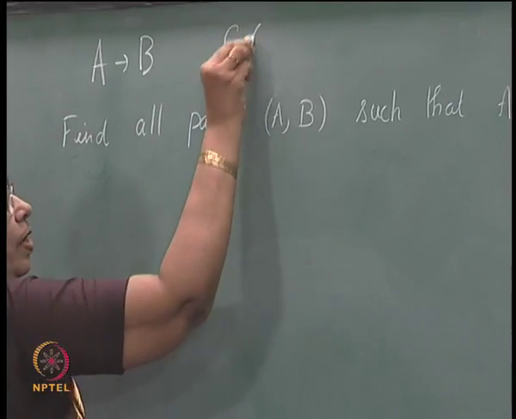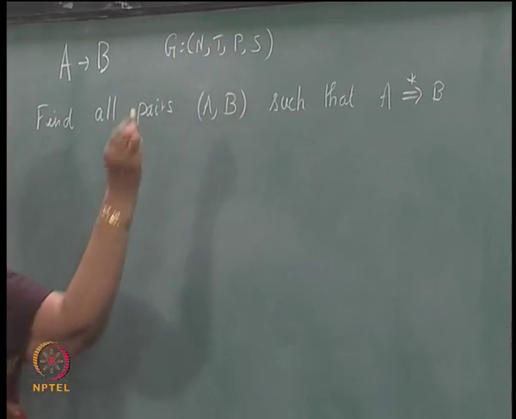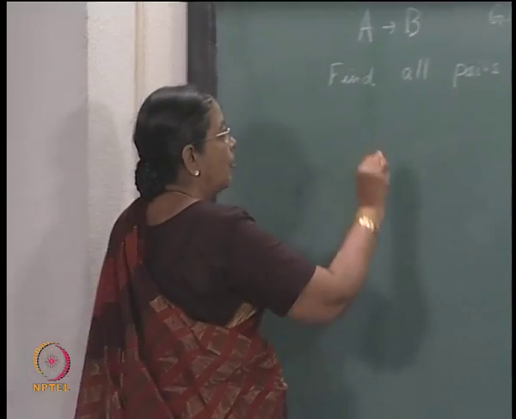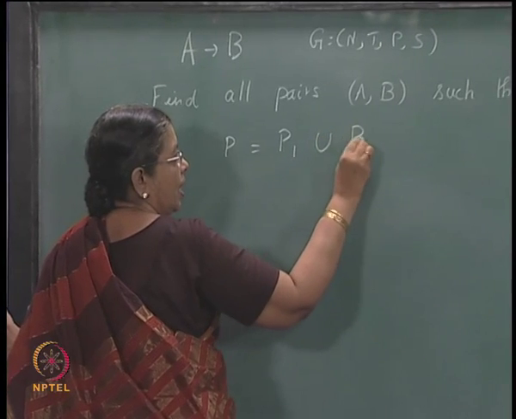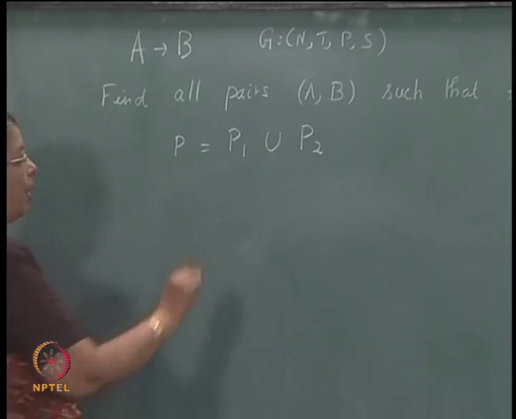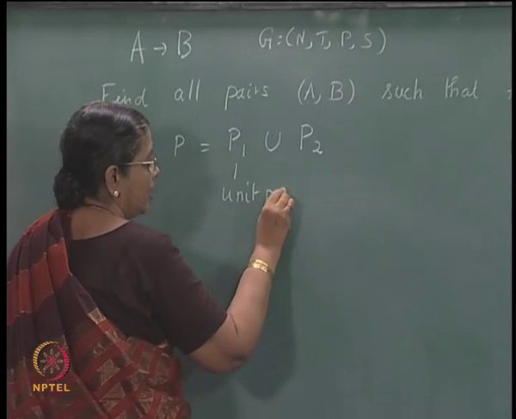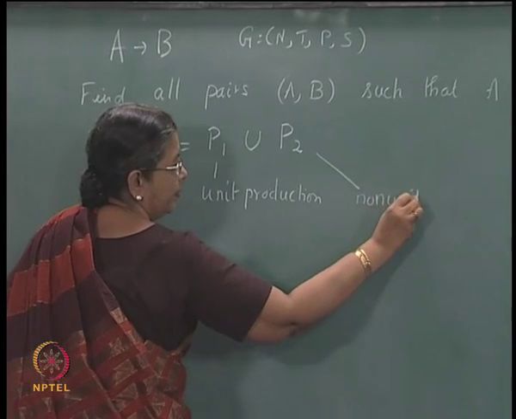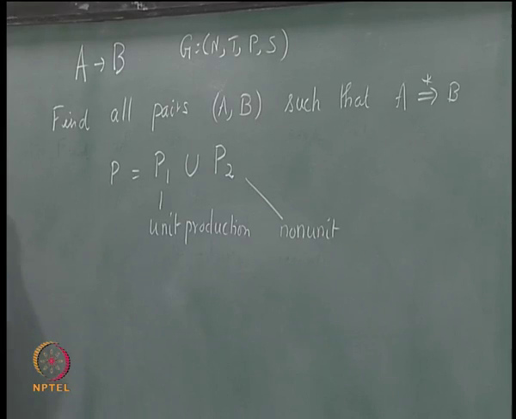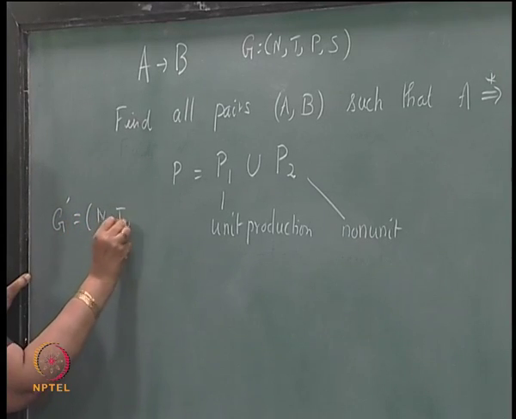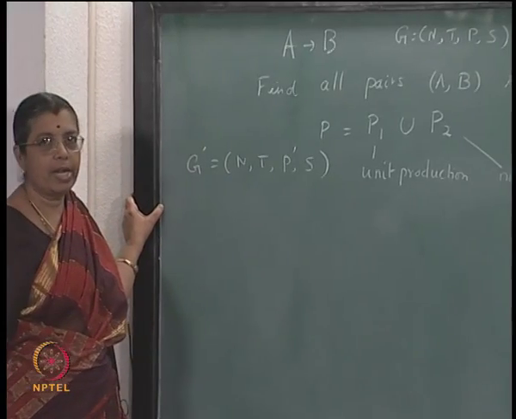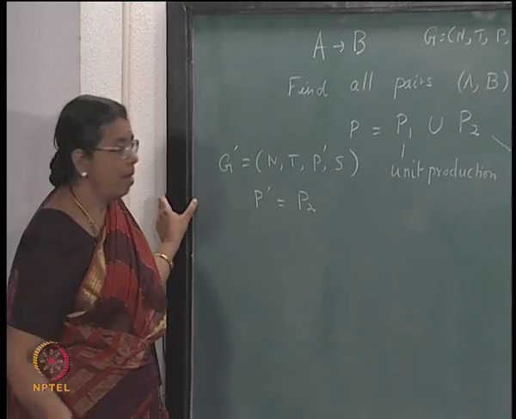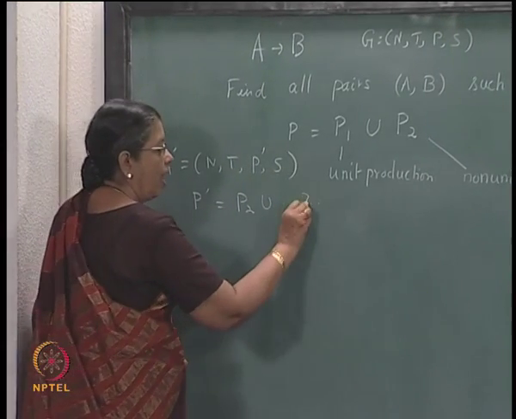That is, you are starting with the grammar G is equal to N, T, P, S, and in this grammar you want to remove the unit productions without affecting the language generated. Now you split P into two sets, P1 union P2, where P1 is the set of unit productions and P2 is the other set, non-unit. Now you construct an equivalent grammar G dash is equal to N, T, P dash, S: same non-terminals, same terminals, but the production rules are different. What is P dash? P dash consists of all of P2; all of P1 will be removed, but instead you will add some more rules. And what are these rules you are going to add?